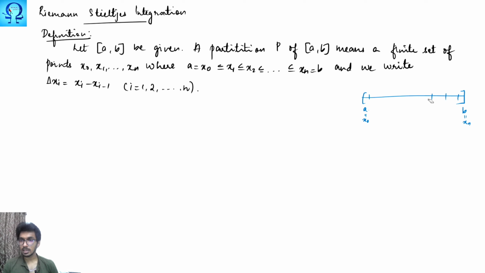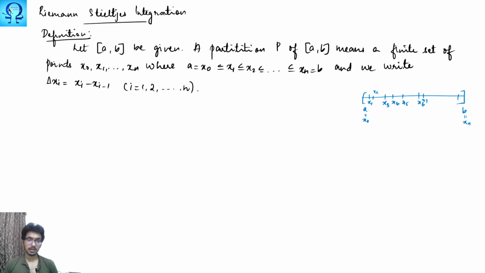You may choose points as you like. They need not be equally spaced. They have not specified anything like this. If this is my x1, I may choose my x2 very close to it. This may be my x3, this may be my x4, x5, x6, x7, and in this way we will have to choose n points, right? Only the collection of these points we call a partition of the interval [a, b], right?